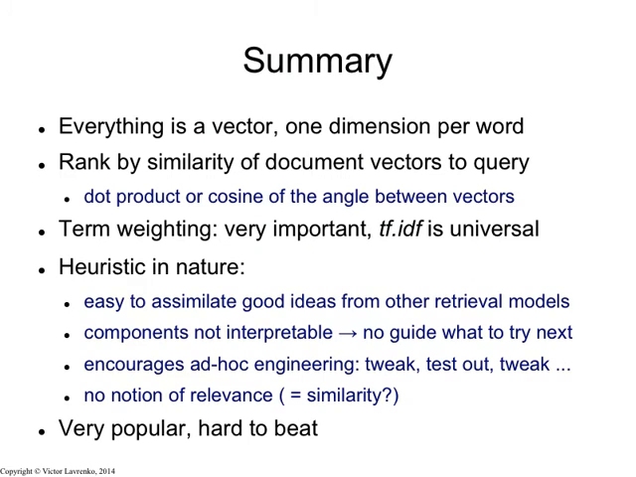Okay. So let's summarize briefly. So vector space model, everything's a vector. You rank things by similarity of the vectors. Typically, words are dimensions. Don't have to be, but that's usually what happens. The really important part of the whole model is term weighting. So TF-IDF is universal weighting, and using it is a lot better than not using it. There are lots of variants, but the version that I showed you is pretty good out of the box.